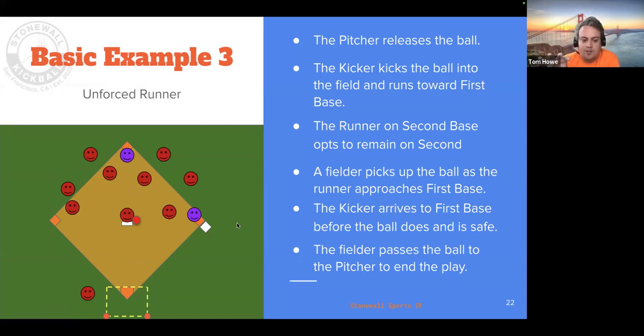There are times when you as a runner do not have to run. And the way that you know that is look back behind you. So from where you came from, is there a base that is unoccupied? And if there is a base that's unoccupied, you do not have to run. You can if you want, but you're not forced to do so. Any questions on that?